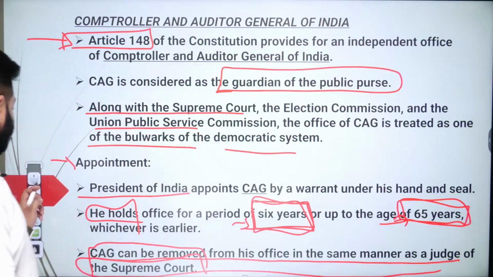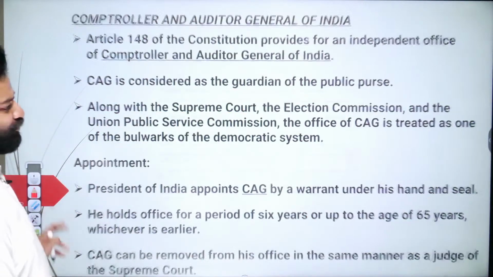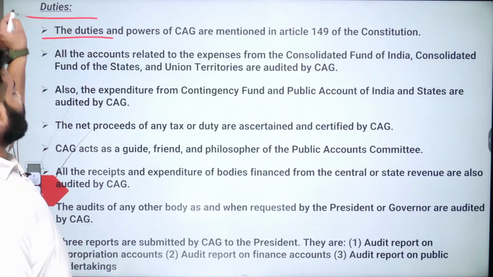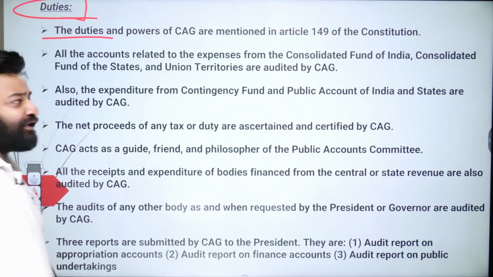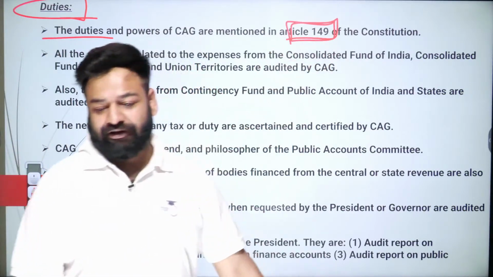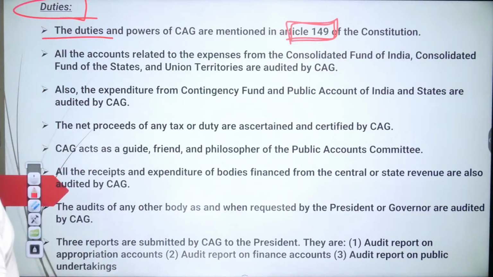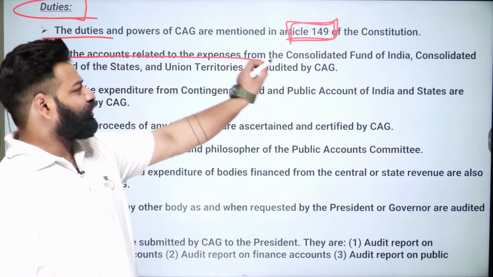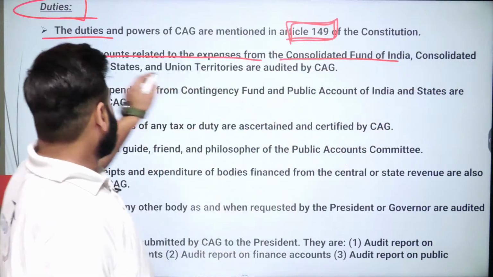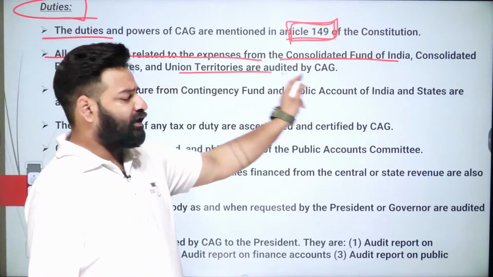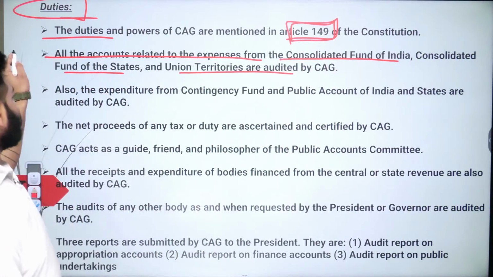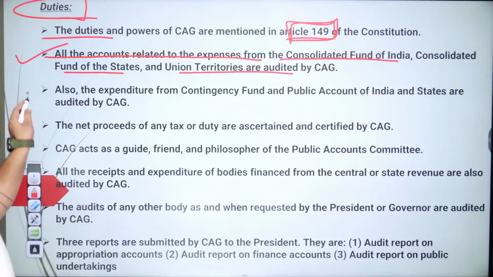So this is the appointment, removal and tenure. Now, talking about the duties and functions, they are mentioned under Article 149. So what does the CAG do? All the accounts related to the expenses from the Consolidated Fund of India, the Contingency Fund of India, or the Consolidated Fund of the states or the union territories are taken by the CAG.